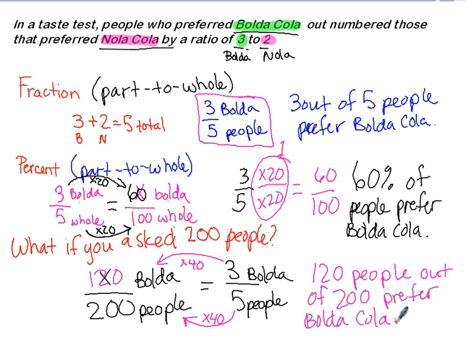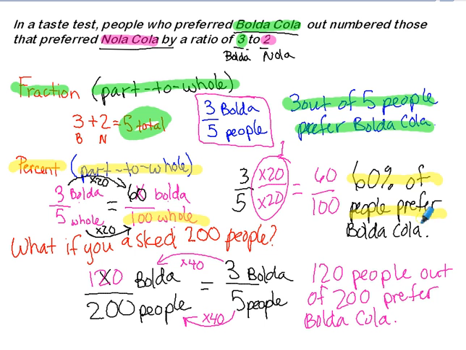So let's look back at our statements really quick. When it asks you to write it as a fraction, remember it had to be a part to whole, and you would say 3 out of 5 people prefer Bolda Cola because you had to find your whole there. When you looked at the next statement, as a percent is part to whole. It had to be compared to 100 since 100% is a whole. And we got that 60% of people preferred Bolda Cola to Cola Nola.